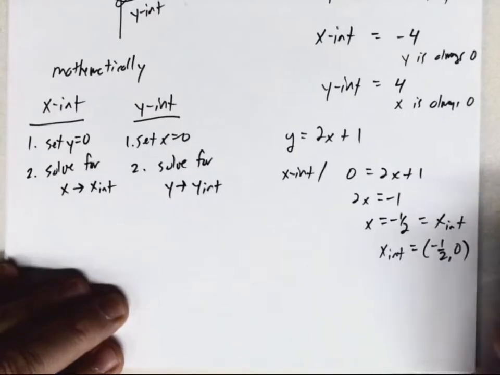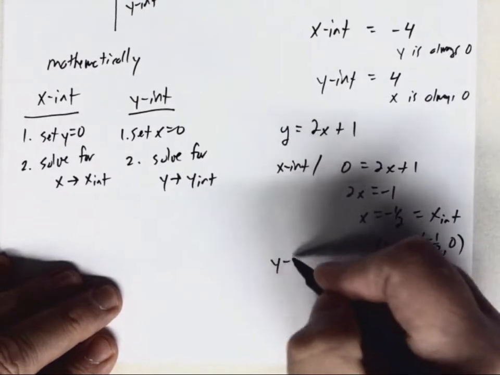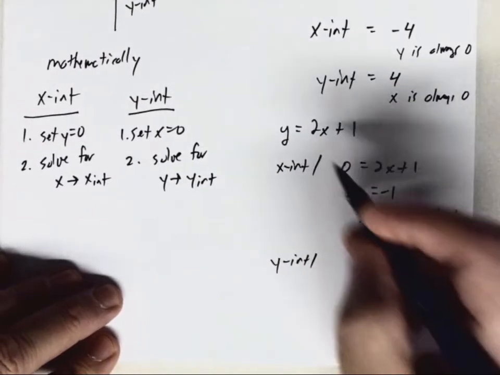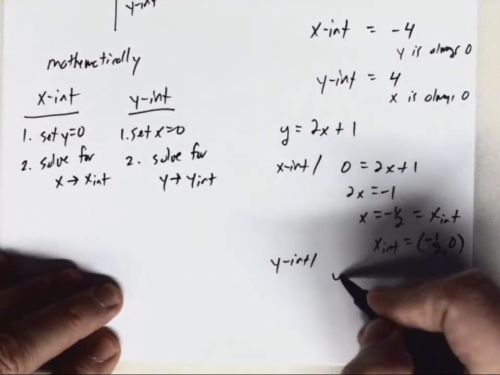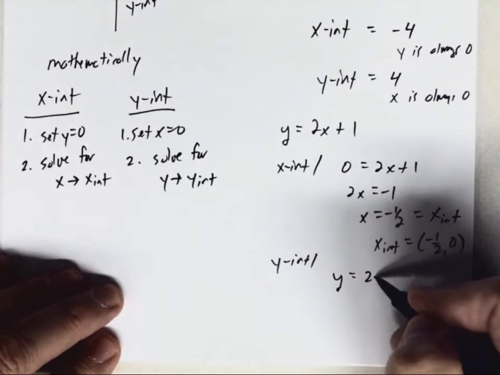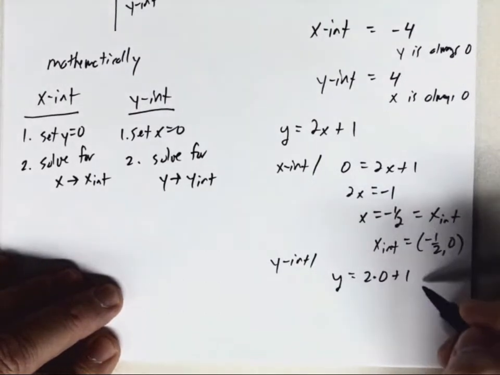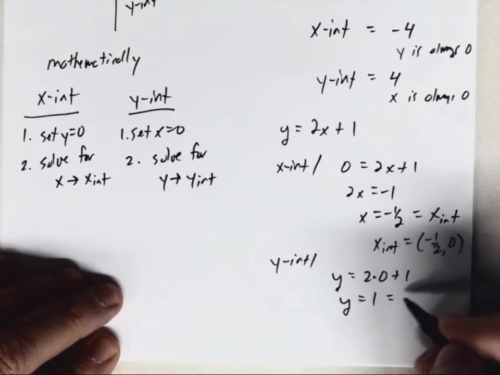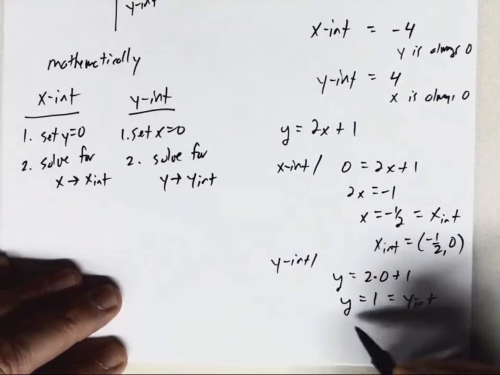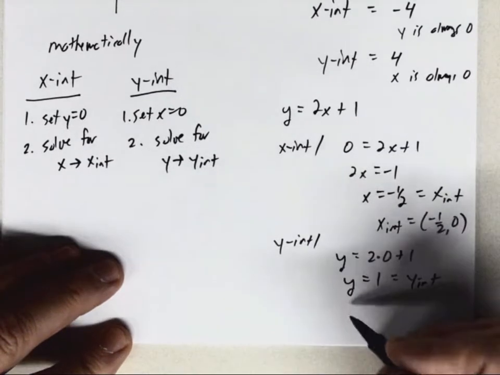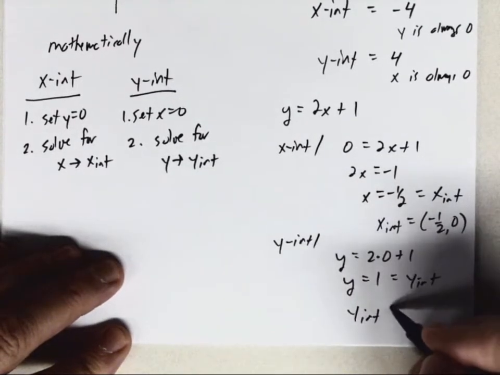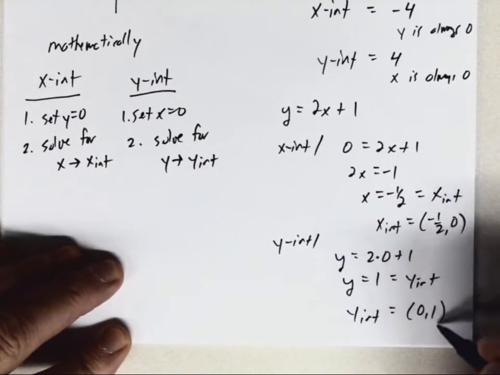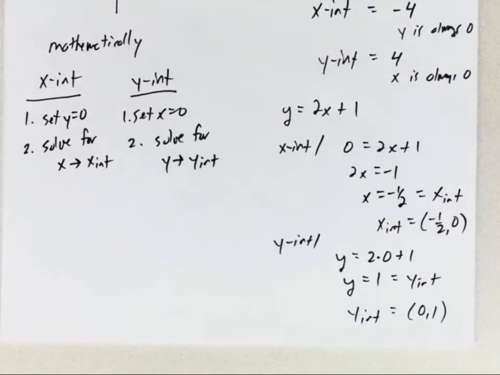So once again, for this one, to find the y-intercept, set x equal to 0, so y equals 2 times 0 plus 1. Of course, this is 0, so y equals 1. So 1 is your y-intercept. If they want it as an ordered pair, you would say the y-intercept is 0, 1.